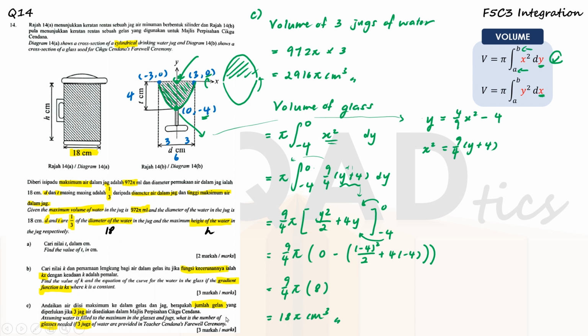Okay, so to find the number of glasses needed, we will just need to divide the volume of water that we have by the volume of the glass. So which is 162 glasses needed for this case.